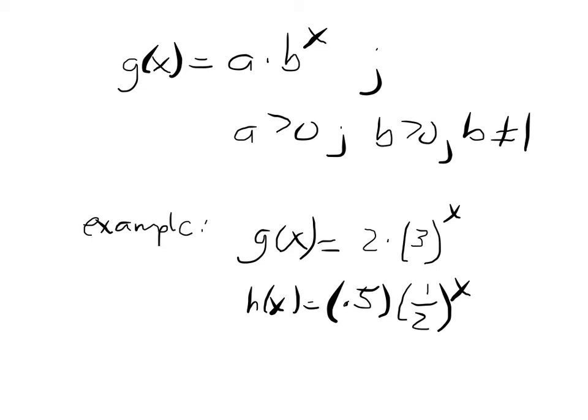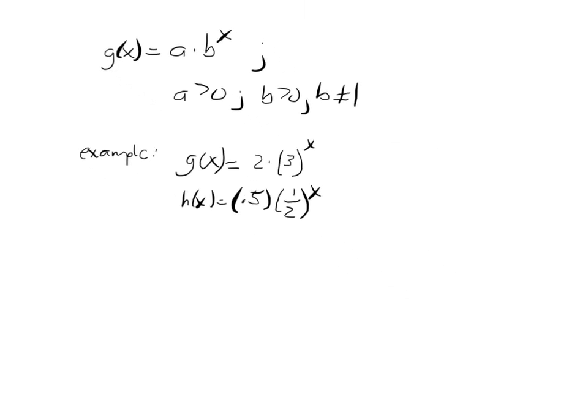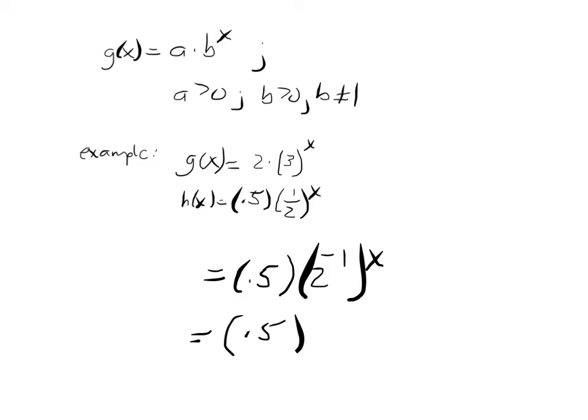So some examples of exponential functions: 2 times 3 to the x, 1/2 times 1/2 raised to the x power. And note with this last function, I could rewrite it as 0.5 times 2 to the negative 1, all to the x, which is 0.5 times 2 to the negative x. And I want to think about how that might compare to the exponential function 0.5 times 2 to the positive x. Remember, if I replace x with negative x, that's going to reflect over the y-axis.